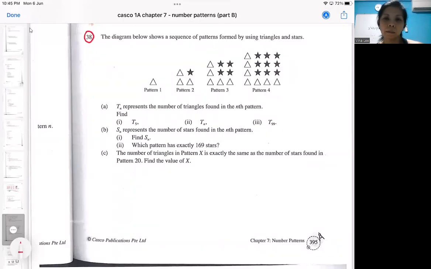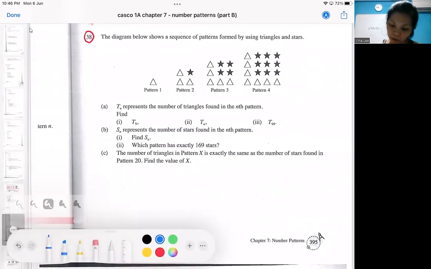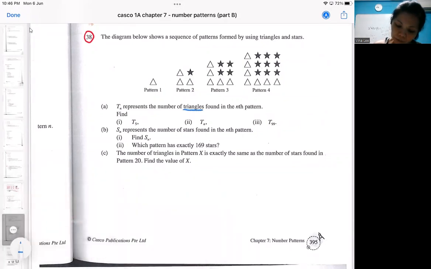So this pattern is formed by triangles and stars. And if you look at part A, right? Part A is investigating the triangles. So it will be good if you look at the number of the triangles. So triangle is equal to 3. So count the triangles.